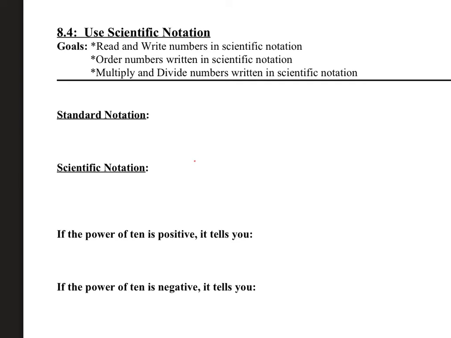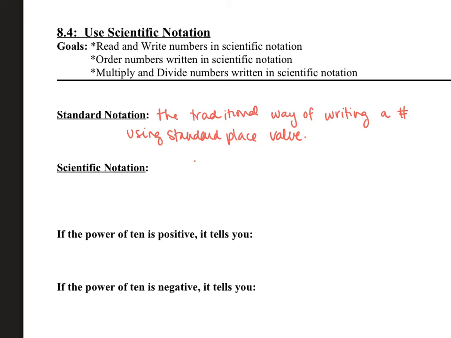So standard notation is the traditional way of writing a number using standard place value. So for example, if I wanted to write the number 3,165,000, I would write it like that.